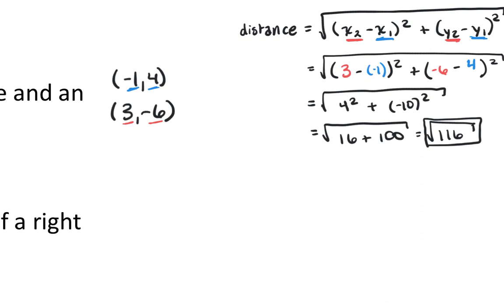So now to get our approximate answer, we just plug this into the calculator and then take it to 2 decimal places, and that will give us 10.77. So this is our exact answer, and this is our approximate answer.